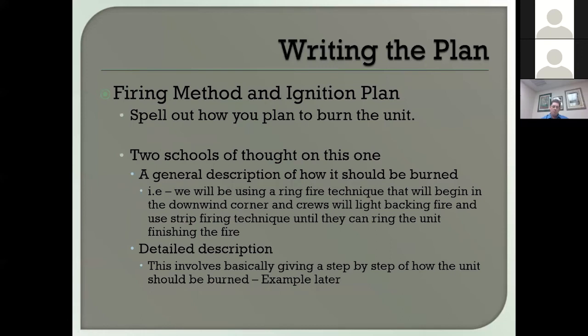Another thing, we'll show this later, but the firing method, ignition plan, this is how we're basically going to contain the burn, what we're going to do. In the burn plan, there's an area that you can write this stuff out. And there's really 2 schools of thought that can be used on this. One is just a general description of how it's going to be burned. So basically something like, we're going to be using a ring fire technique, laying down wet line, using strip fires, and then using the ring around the unit. Just a general description on how it's all going to be contained.